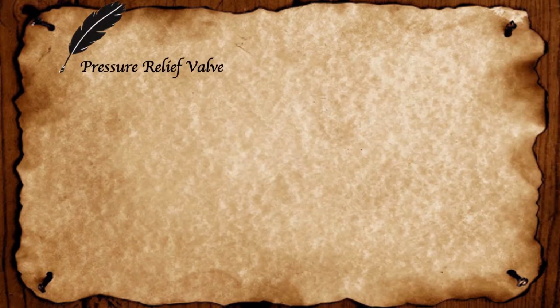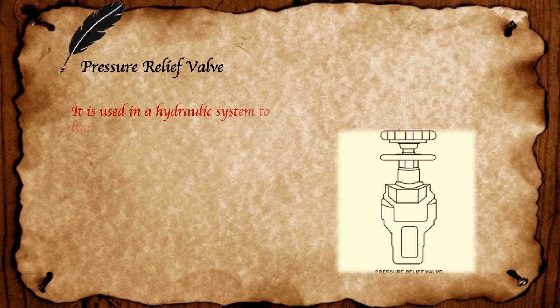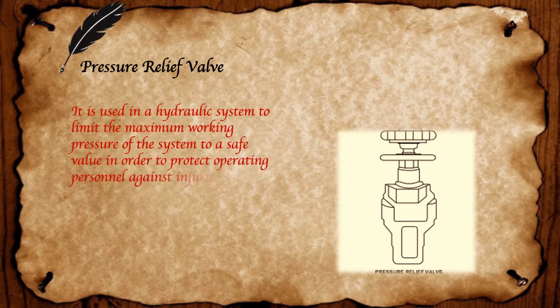Pressure relief valve. It is used in a hydraulic system to limit the maximum working pressure of the system to a safe value in order to protect operating personnel against injury and system components against any damage.